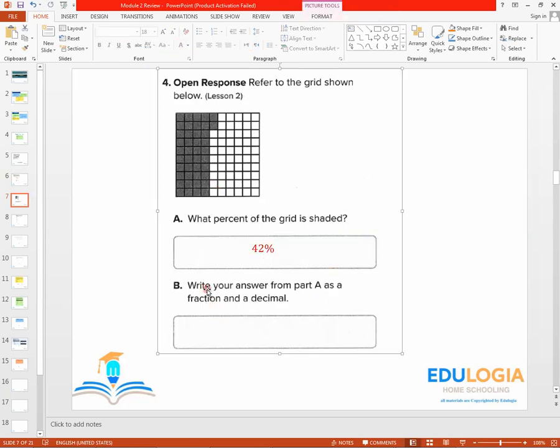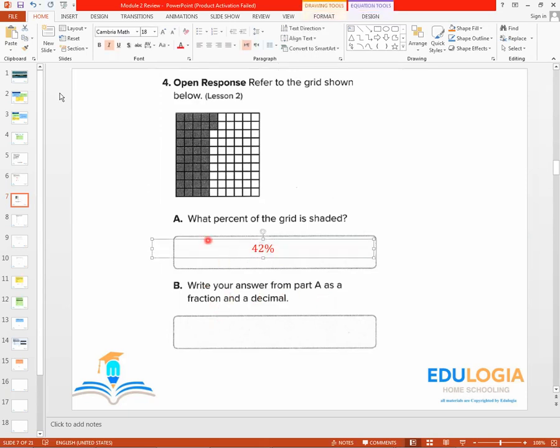He asked again, write your answer from part A as a fraction and decimal. It's easy. For the decimal, it's very easy: remove the percent sign, and we have 2 digits. It's 0.42, not more. If you want to write it as a fraction, it's 42 over 100.